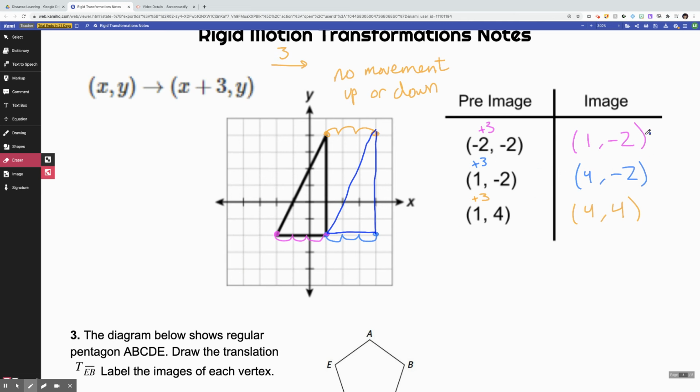Okay, and I also did it over here with the coordinate points, right? So I'm just adding 3 to all of my x values. So (-2, -2) became (1, -2). (1, -2) became (4, -2), and then (1, 4) became (4, 4). All right. So pretty simple, not too scary.